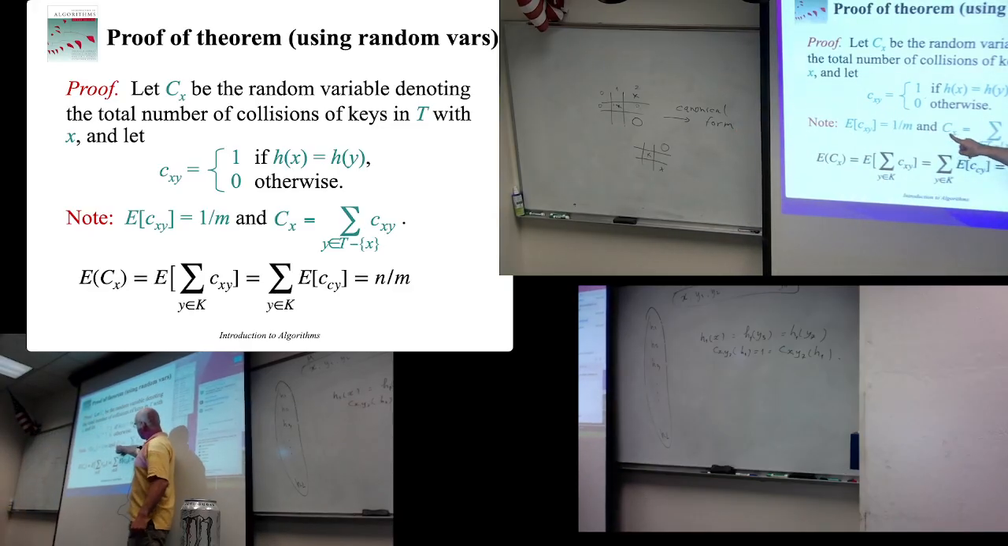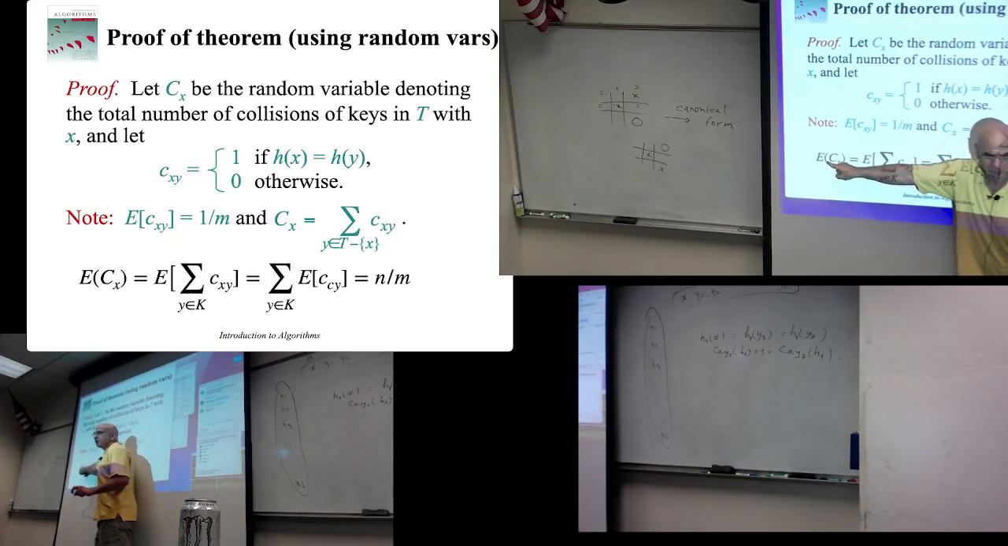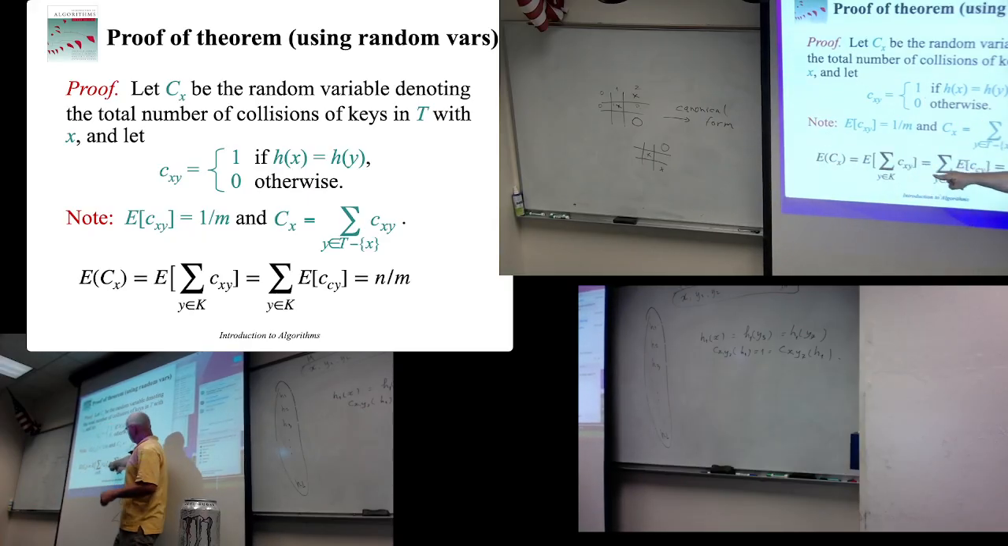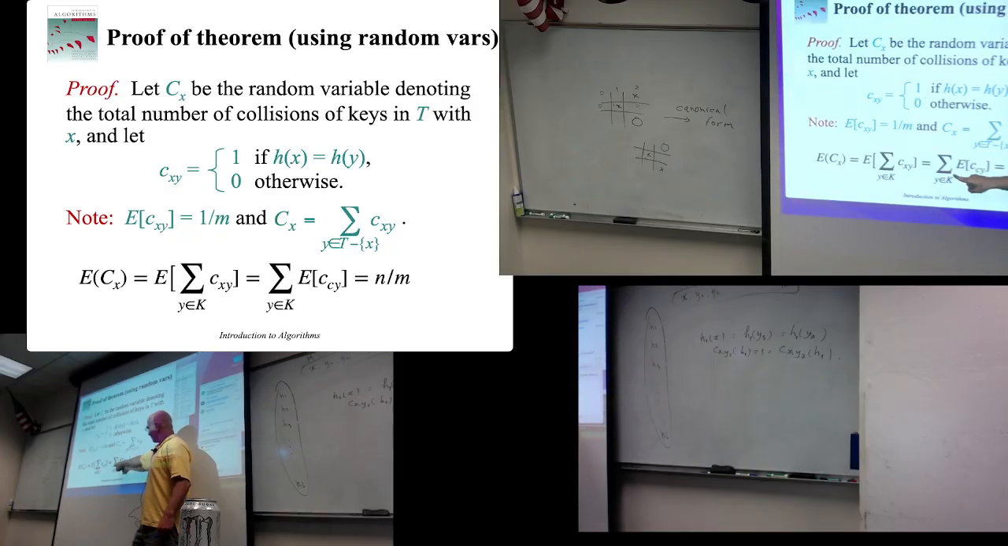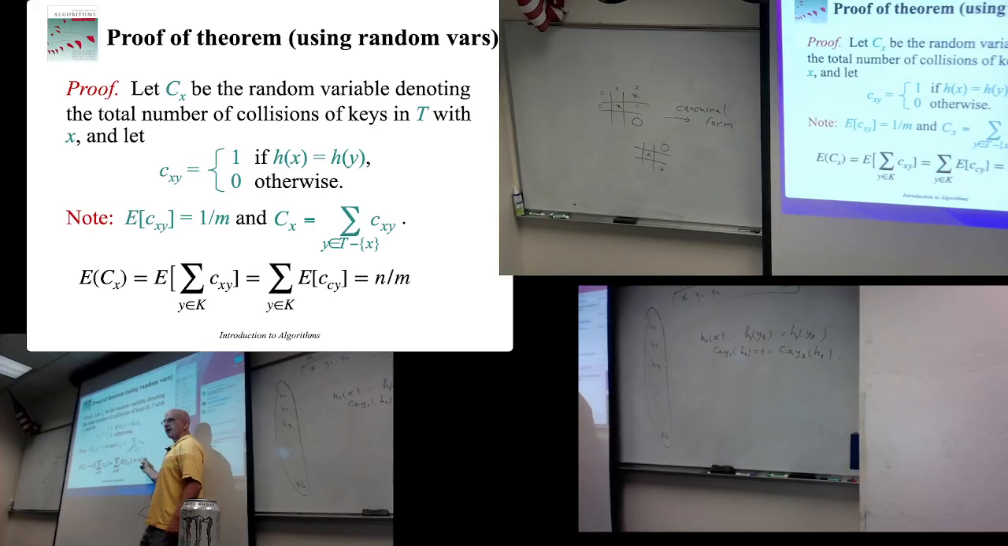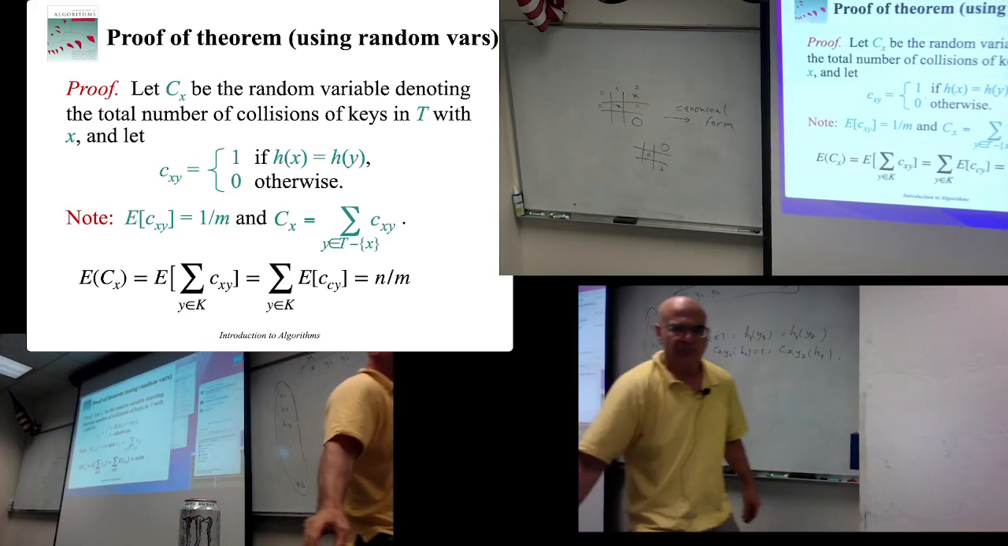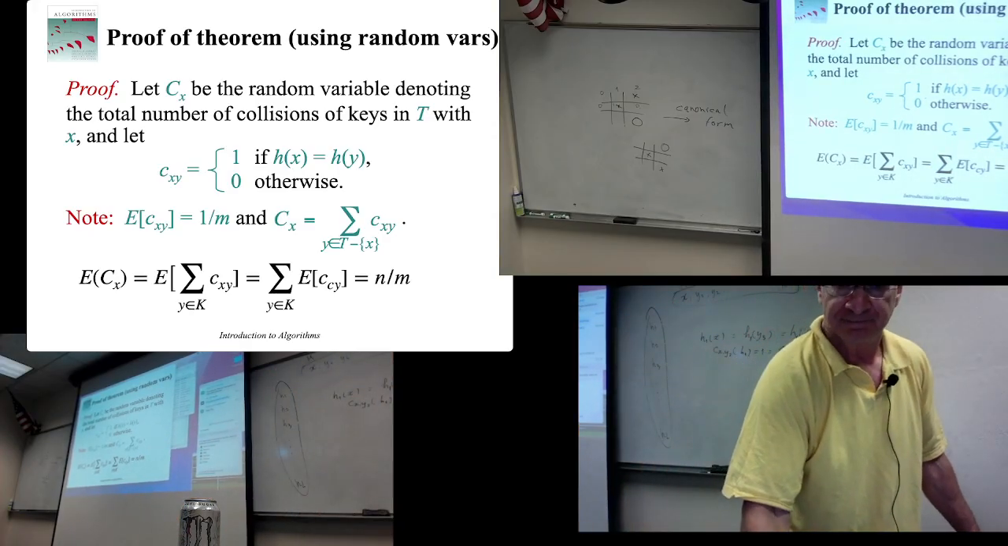What is capital C of x itself? It just sums up these Boolean random variables, how many collisions x has with any other member of the family. What is the average value? Average on what? Average when I'm trying all the functions. But it is the expected value of the sum of the C x y, which is the sum of the expected values of the C x y, which is, once again, n over m. Okay. Two ways to say the same thing.